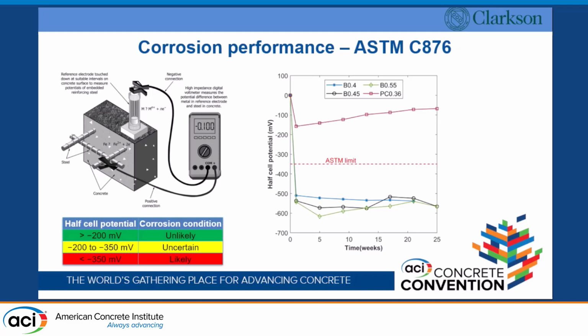And again, our Portland cement concrete's doing okay, but regardless of the water cement ratio, we see early indications of corrosion. So what does this mean? And what lessons can we learn from this? And what can we do to better assess the corrosion performance of BCSA concrete?